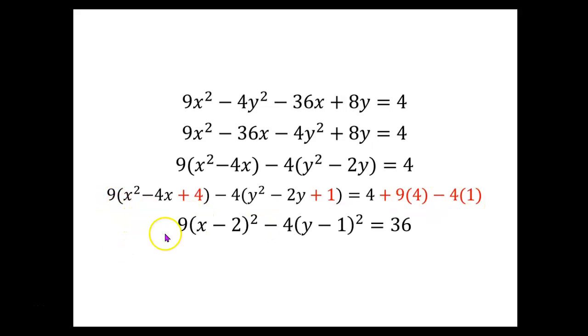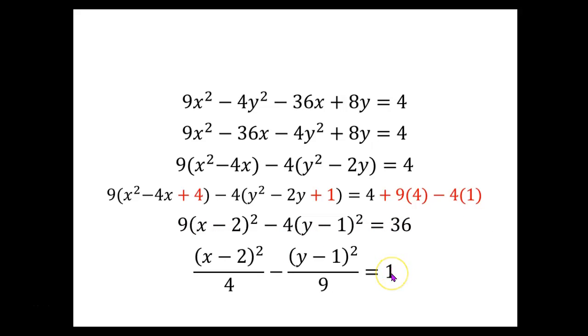So now this is 9 times (x minus 2) squared, minus 4 times (y minus 1) squared, equals 4 plus 36 minus 4, which is 36. Now there's one more step to get it the way we want, and that's to go from a 36 to a 1. So divide both sides of this equation by 36. 36 divided by 36 is 1, and then over here, the 9 over 36 reduces to a 4 in the denominator, minus the 4 over 36 reduces to a 9 in the denominator.